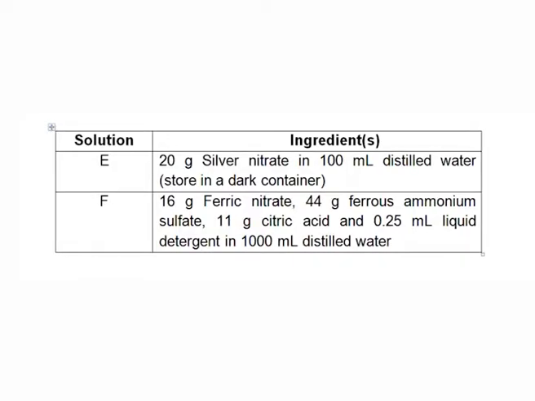Next, the following solutions are to be prepared. Solution E, where the ingredients comprise 20 grams of silver nitrate in 100 ml of distilled water. Store it in a dark container. Next is 16 grams of ferric nitrate, 44 grams of ferrous ammonium sulphate, 11 grams of citric acid and 0.25 milliliters of liquid detergent in 1000 milliliters of distilled water for solution F.